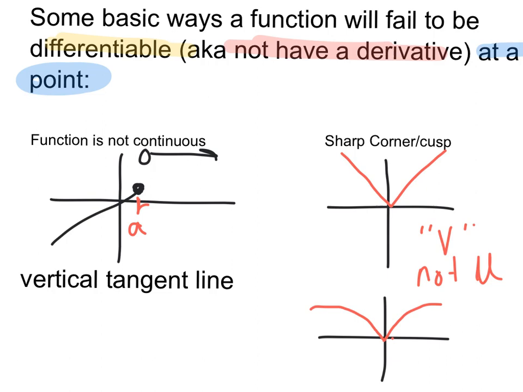But again, existence of sharp corners. So like here at this point right there at A equals 0 on both of these graphs, we would not be able to find the derivative at just that point. Now we might be able to find the derivatives maybe here at this point, here at this point.